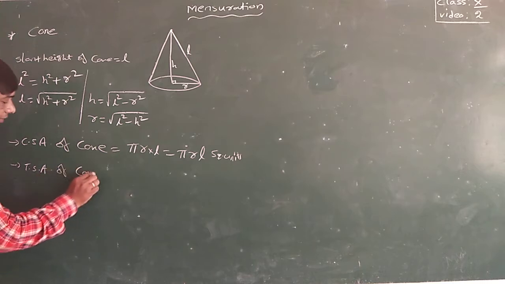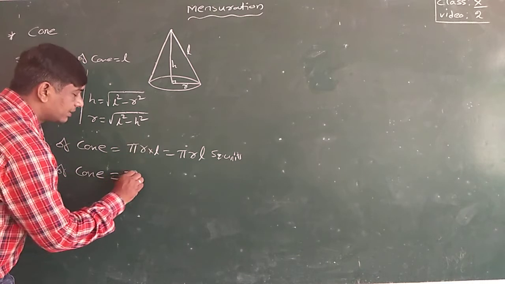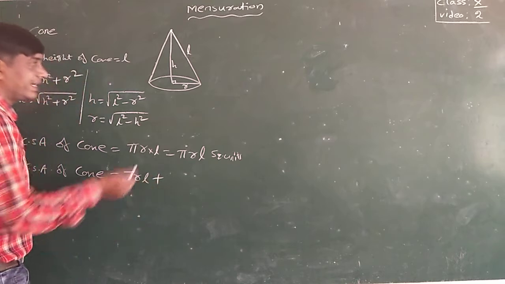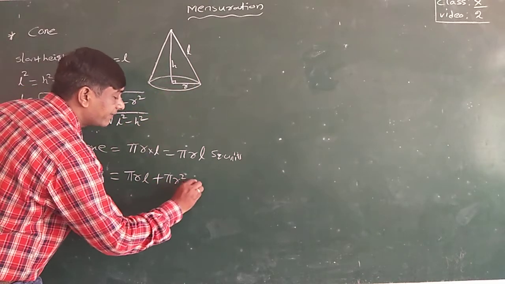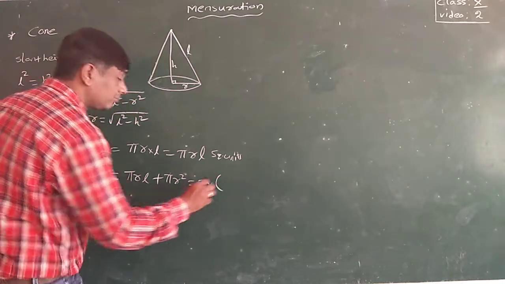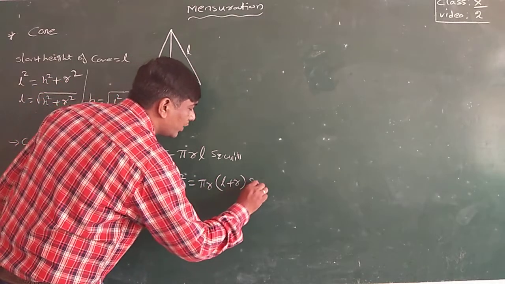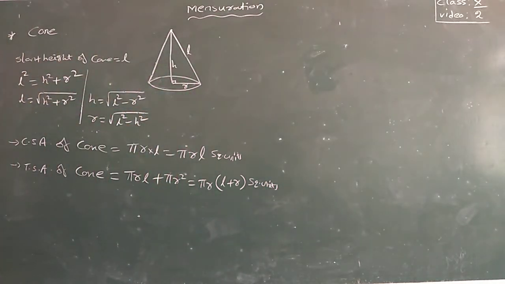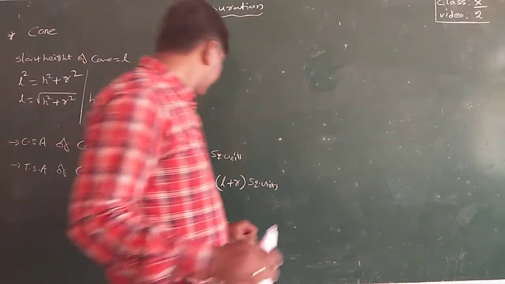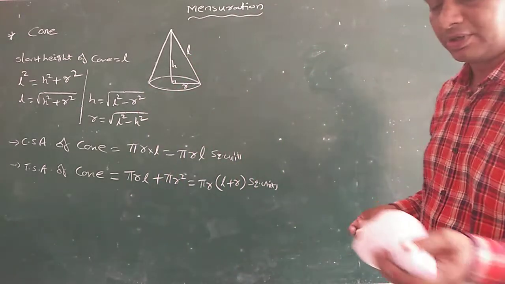TSA of a cone is equal to this pi r L, curved surface area, plus area of the base, pi r square. If I take pi r common, L plus r square units. Pi r into L plus r. This is the TSA of the cone.